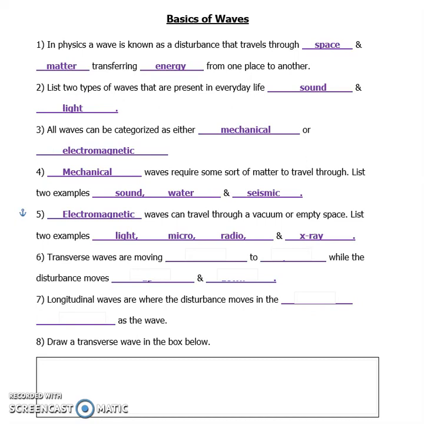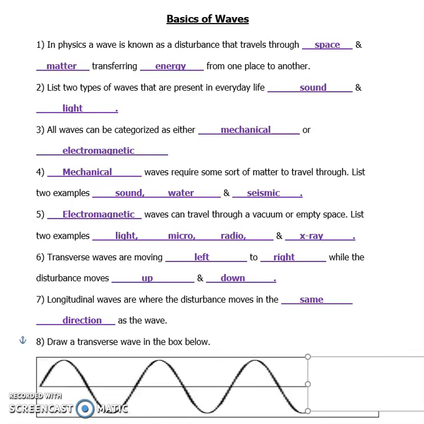A transverse wave is a wave that moves from left to right, while the disturbance moves up and down. Longitudinal waves are where the disturbance moves the same direction as the wave. We're going to draw a transverse wave in the box below. There's our transverse wave. Take a second, copy it into your notes.